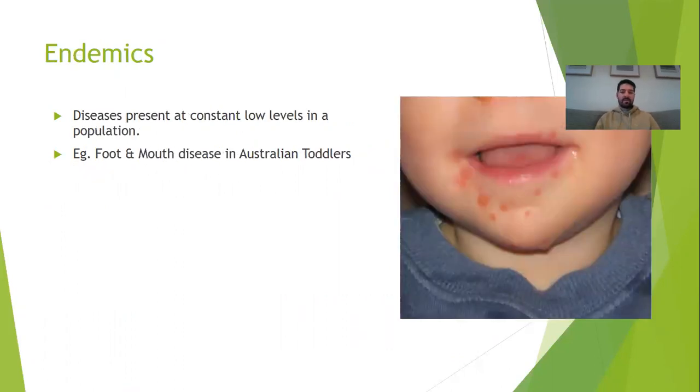Endemic is a disease which is present at constant low levels in a population. So it's always there, but it's never at a level that's high enough for massive alarm. Something like foot and mouth disease occurs in Australian toddlers at a low level, but it's constant. So it's always there in some form or another.